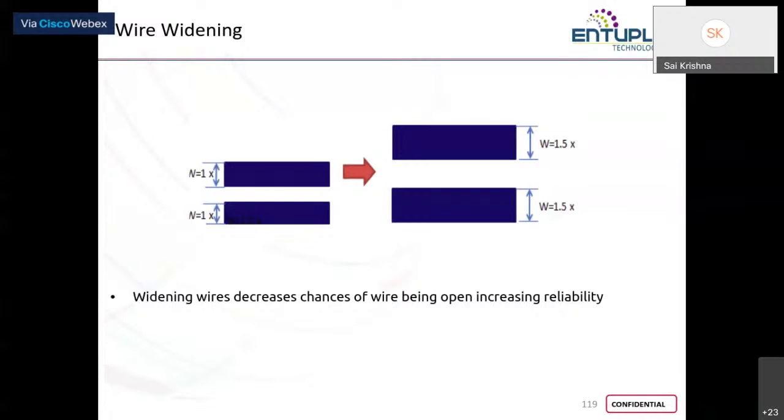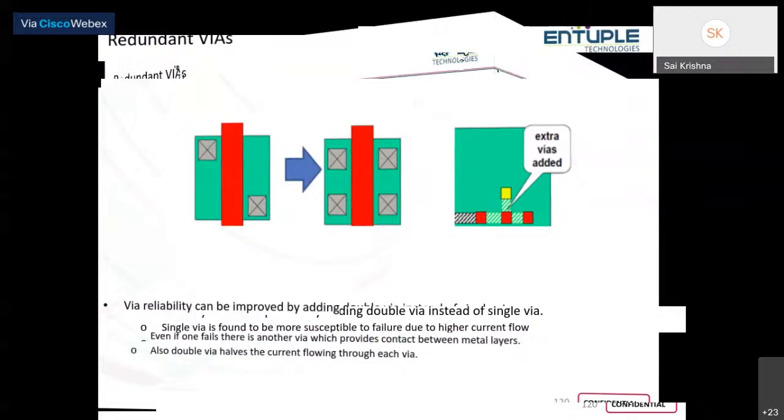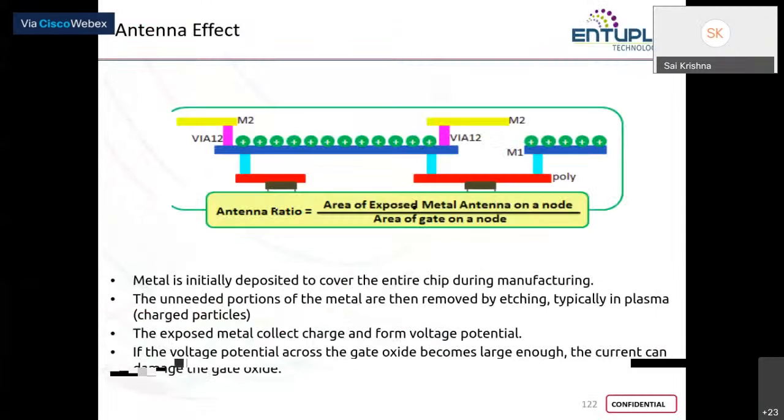So all these techniques are used as a part of DFM, and then comes the antenna effect. To keep it simple, the antenna effect is very similar to electron migration, but electron migration happens within a metal, right? Here, we take it at the juncture of two metals.